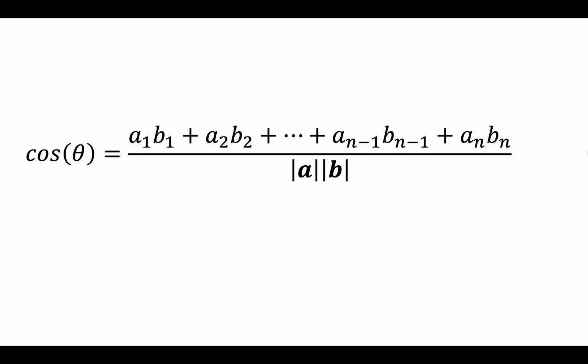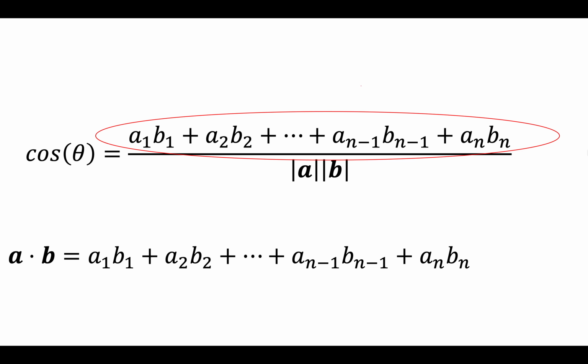I showed in a previous video that this can be found by cos of theta is equal to a1 b1 plus a2 b2 all the way through to plus an bn, all divided by the magnitude of a multiplied by the magnitude of b. Now the numerator of the right hand side of this is called the scalar product of a and b and is denoted by a dot b. It is also referred to as the dot product of a and b. So a dot b is equal to the sum of the products of the corresponding components of the two vectors.